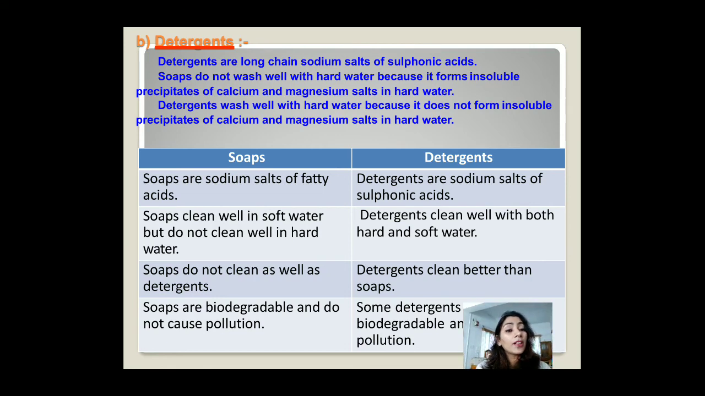Next, soaps are biodegradable and don't cause pollution, but some detergents are non-biodegradable. So it is very harmful for our environment. Whatever drainage is going out, it spoils the drainage system. Whatever ecosystem is there, that will be spoiled. So it is harmful for the ecosystem.